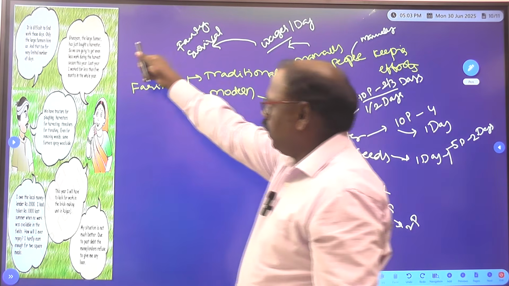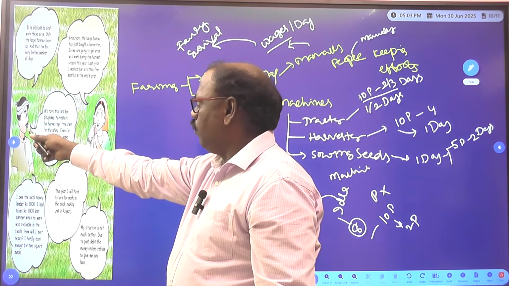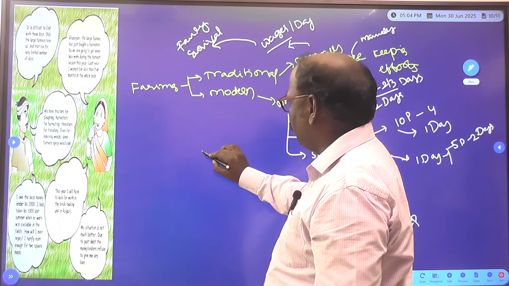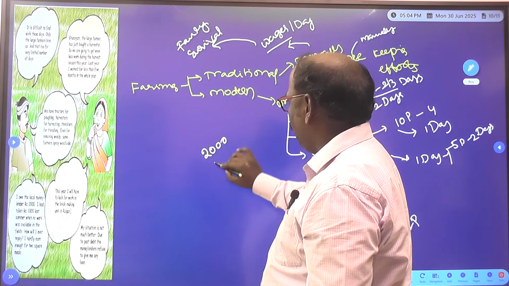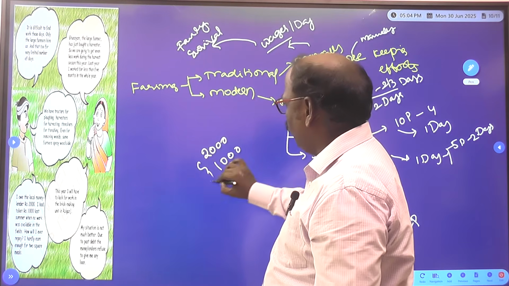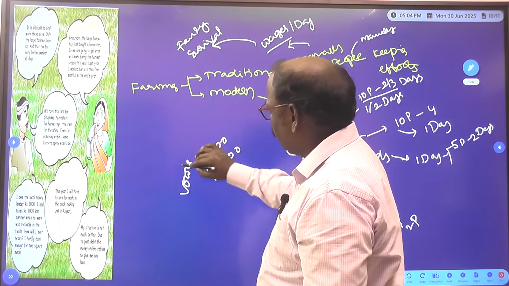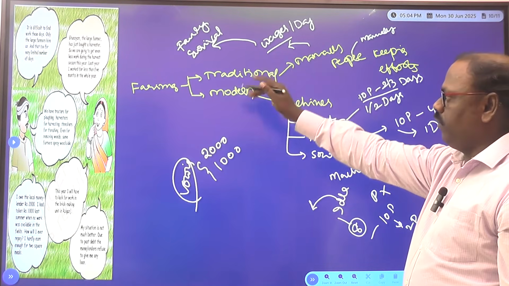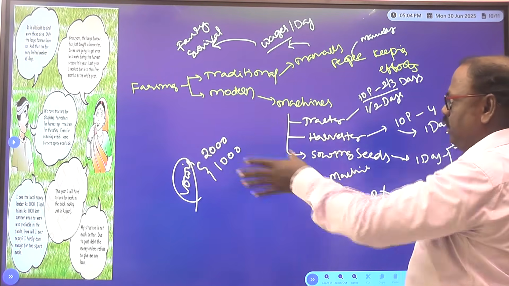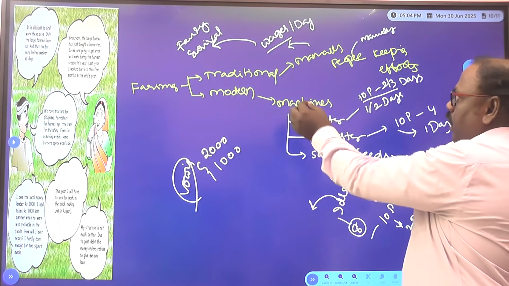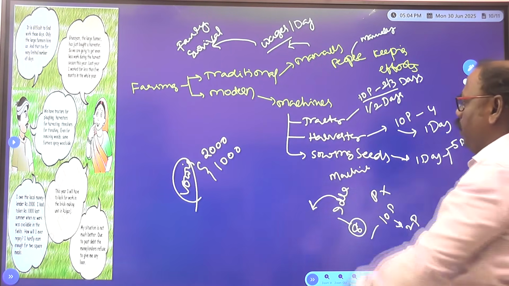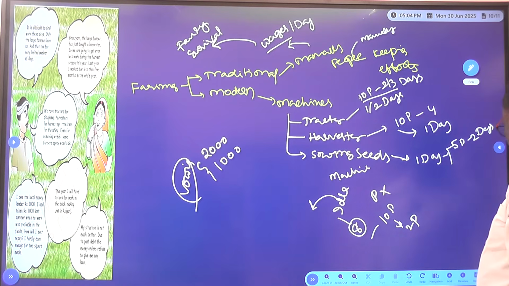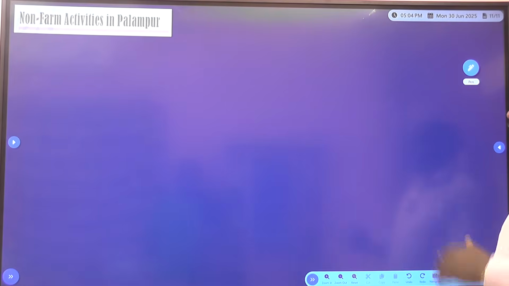So this is how the discussion is going to happen from one person to another, and they are borrowing some 2000 or 1000 from other persons. In a similar way, in order to survive with their family members, that is how the discussion is happening, because of the impact of modern farming by using tractors, harvesters, and sowing seeds machines. I hope you guys are following me.